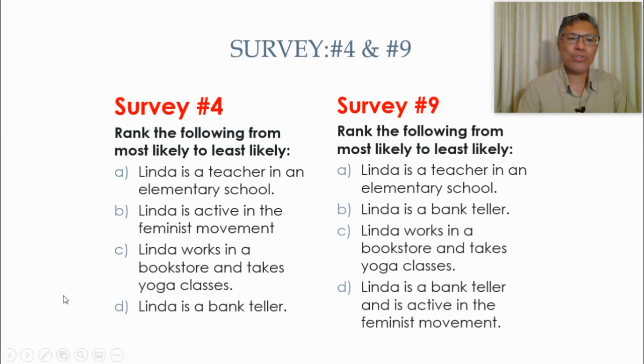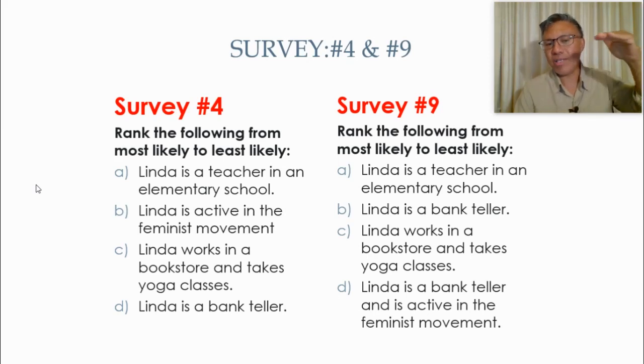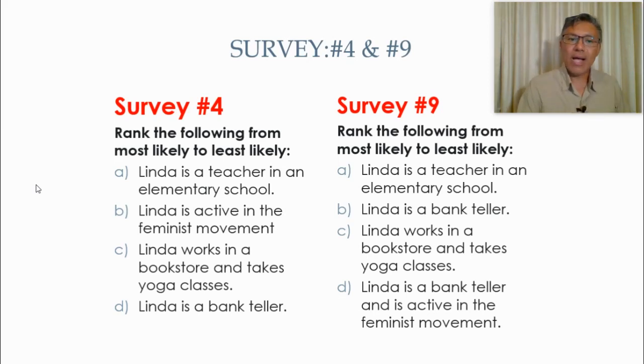Okay, so let's take a look at what you circled or what your ranking was for survey number 4. In terms of most likely, how many of you thought A was most likely? How many of you thought B was most likely? How many of you thought C was most likely? And how many of you thought D was most likely? Oftentimes when we do this in class, B is often on the top more so than the other responses, like Linda is active in the feminist movement.